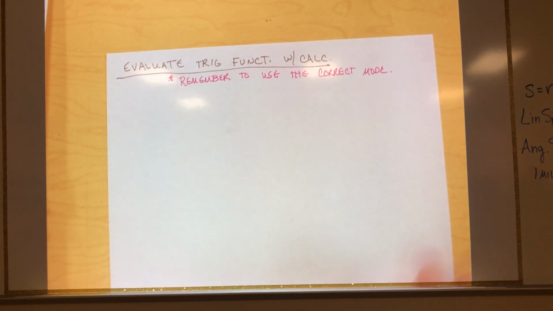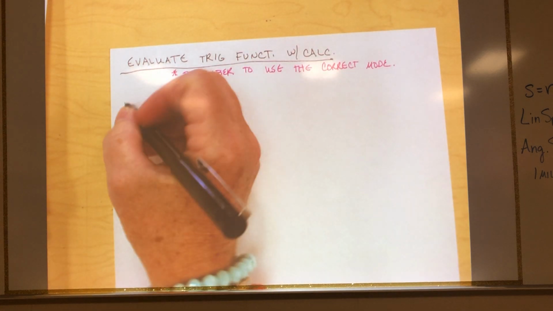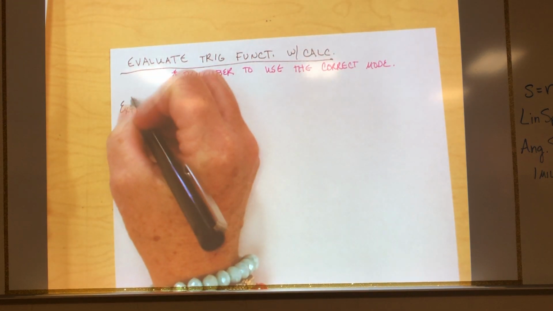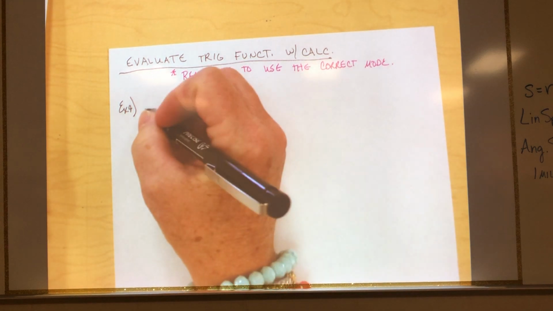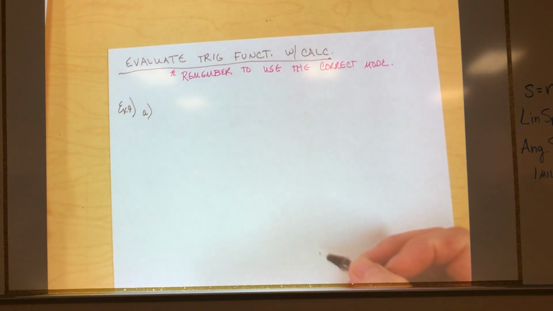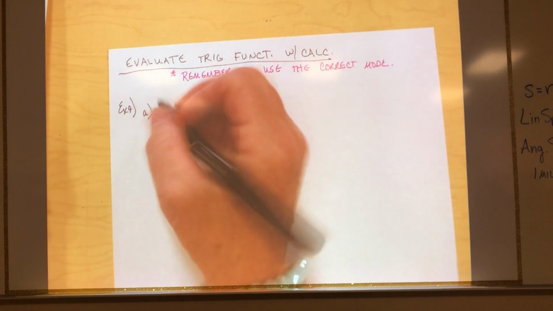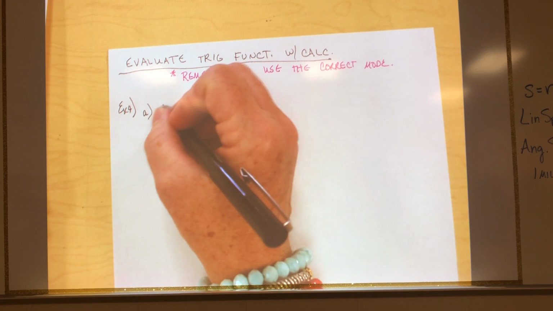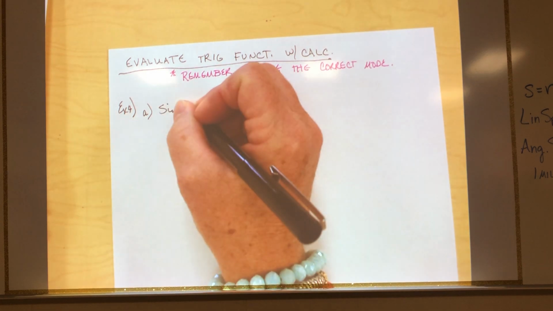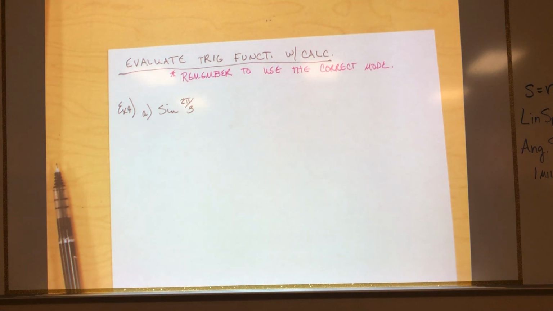All right, are you ready? So this is example 4. I'm gonna do the first one with you, and then I'll get you to do the second one, then I'll do the third one with you, and then I'll get you to do the fourth one. These should be pretty easy. All right, I want the sine of 2 pi over 3. The sine of 2 pi over 3.